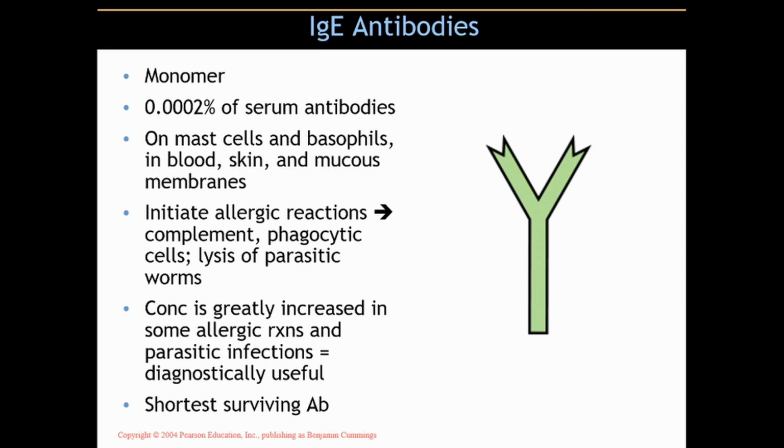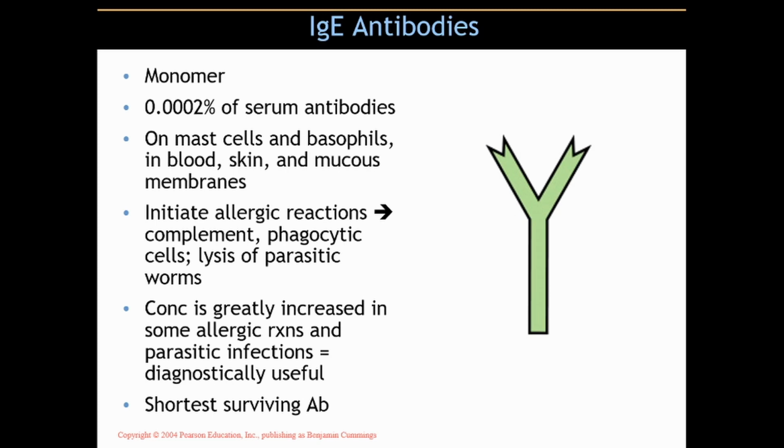IgE antibodies are monomers as well, 1 unit, and they make up, and that is not a typo, an even smaller amount, way smaller. That's 2/10,000ths of a percent of serum antibodies, an incredibly small number of them. So very, very few IgE antibodies. We have them on mast cells and basophils.